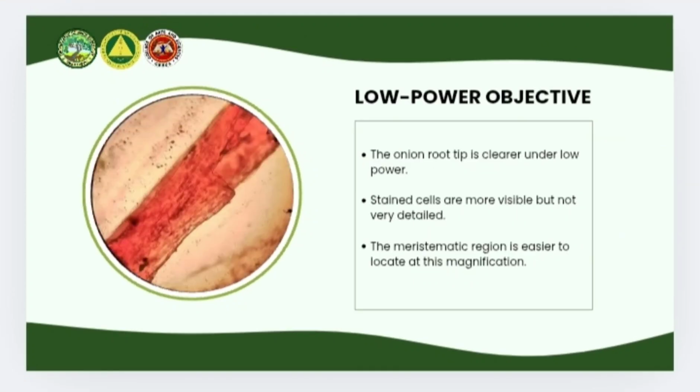Under the low-power objective, the onion root tip becomes more detailed compared to the scanning view. The stained root tissue is clearer and the general arrangement of the cells begins to appear, though individual cells and chromosomes are still not fully distinguishable. At this magnification, the meristematic region can be located more easily, helping prepare for higher power observation. This view guides us to the specific area where mitosis is expected before switching to high power.